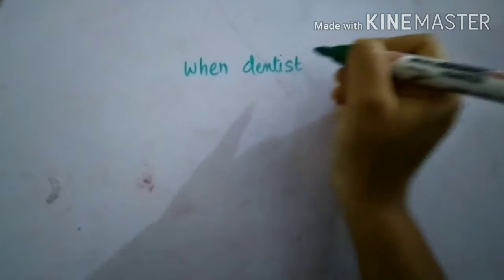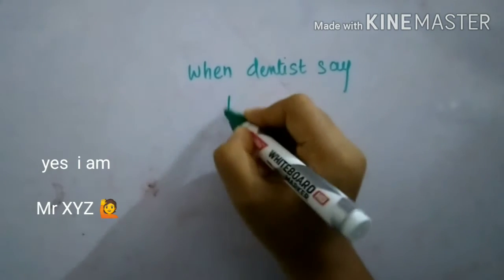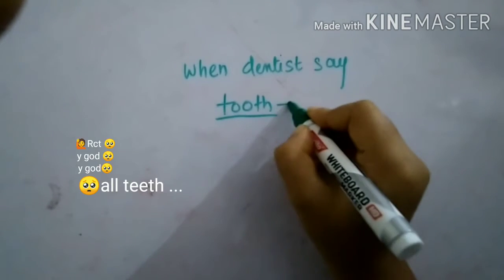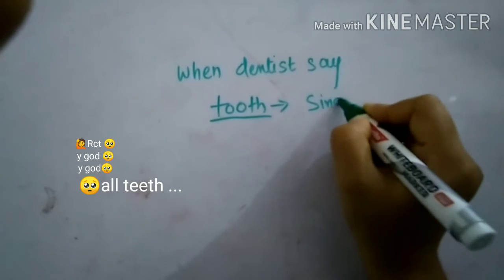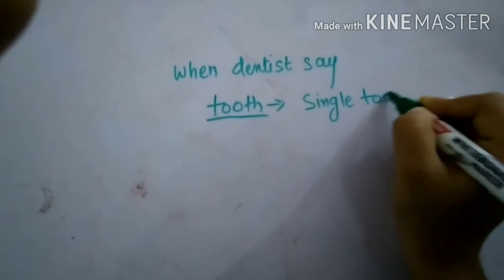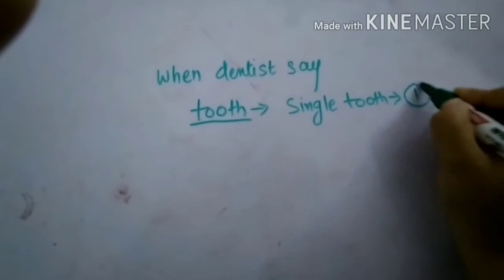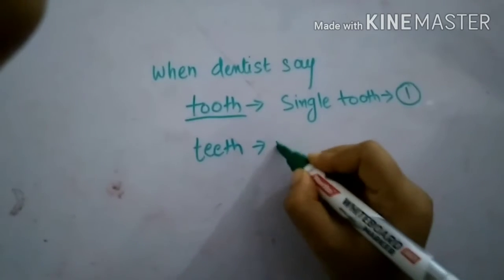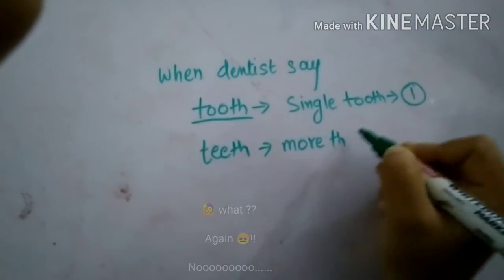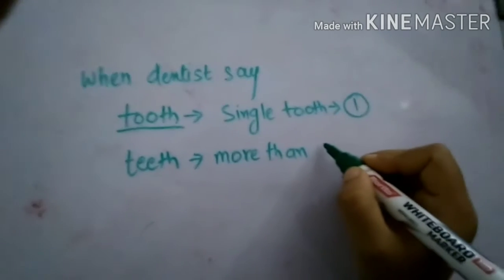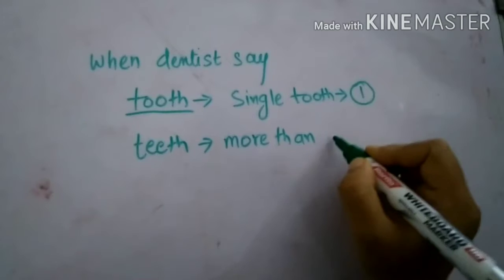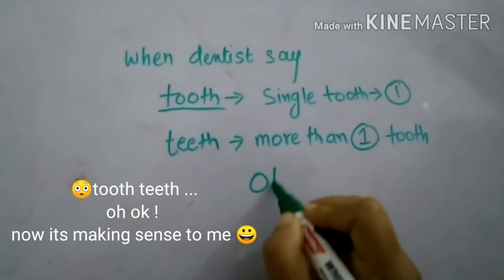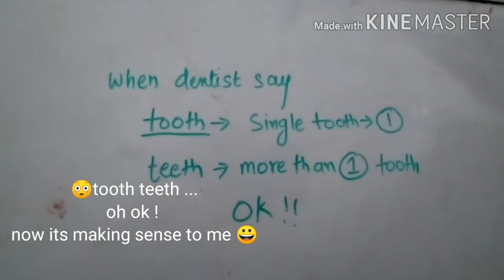Now when a dentist says, Mr. XYZ, you require a root canal treatment in this tooth, that means he or she is talking about one single tooth. When dentists say, Mr. XYZ, you require a root canal treatment in these teeth, that means he or she is talking about more than one tooth. So remember, tooth stands for one, teeth stands for more than one.